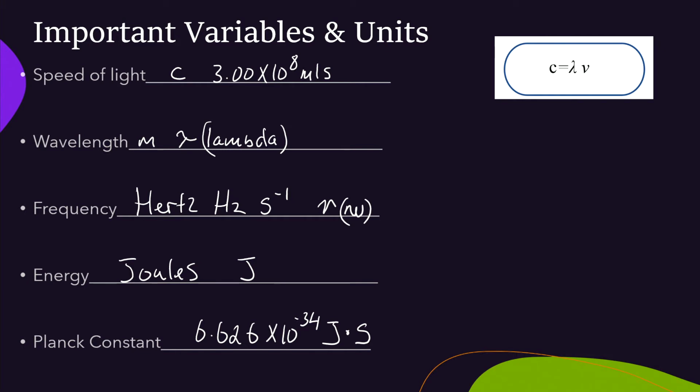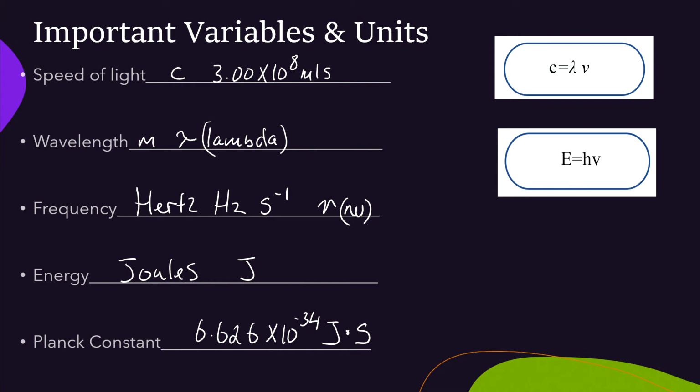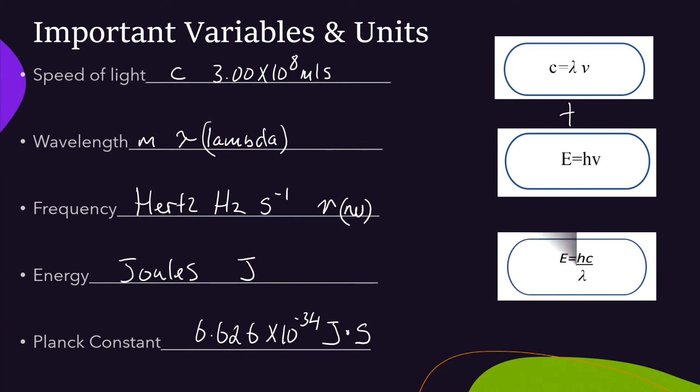So it's like an italicized V. And our second formula will be our energy is equal to our Planck's constant times our nu, which is our velocity. Now we can also combine both of these together, and algebraically we'll come up with energy is equal to Planck's constant times the speed of light divided by the wavelength.